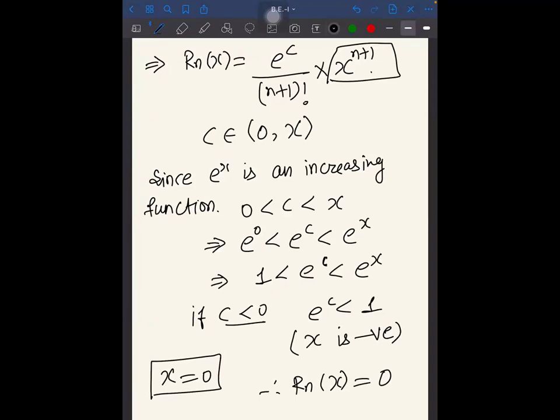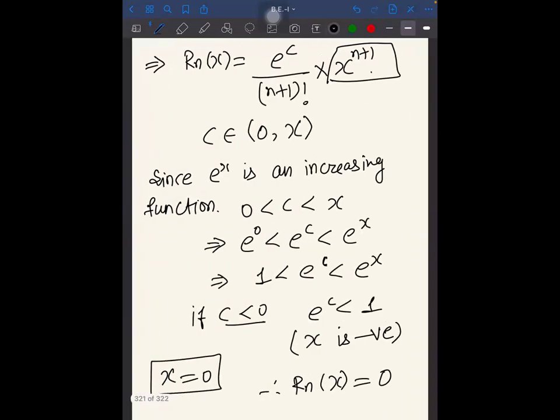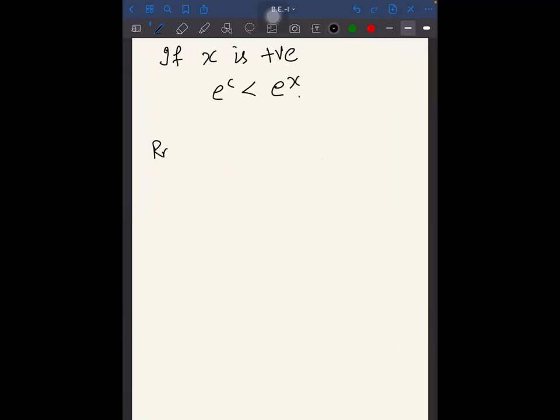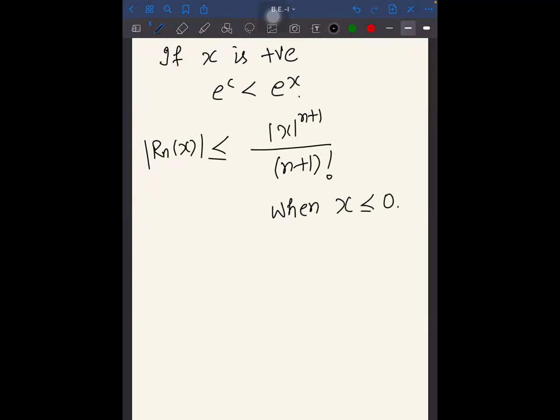So, and if your x is positive, even if x is positive, even then your e^c is less than your e^x. So now overall, what I want to say is, if I take the modulus of this whole expression, what will happen? Your |Rn(x)| is less than or equal to |x|^(n+1)/(n+1)! when x is less than or equal to 0. Is it fine?